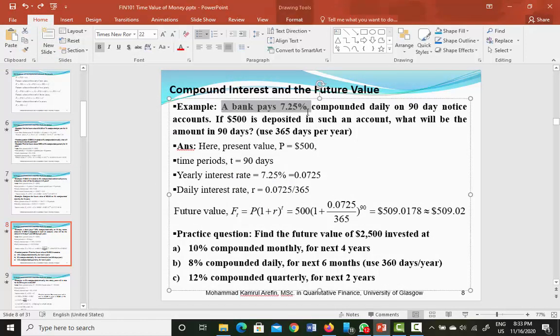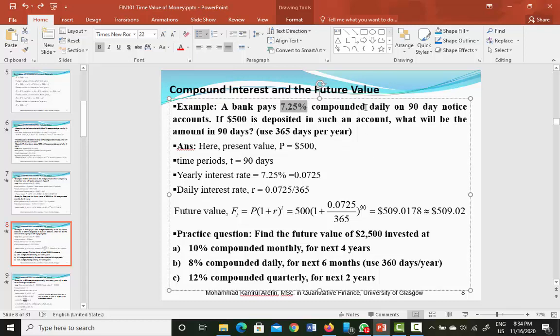A bank pays 7.25% compounded daily on a 90-day notice account. A 90-day notice account means the account will mature after 90 days. So this account will last only for 90 days, right? It's a short-term account. The interest rate is 7.25% compounded daily. That means at the end of every day interest will be calculated, right? But the interest rate is given on an annual basis. This is the annual interest rate, but interest will be calculated on a daily basis.